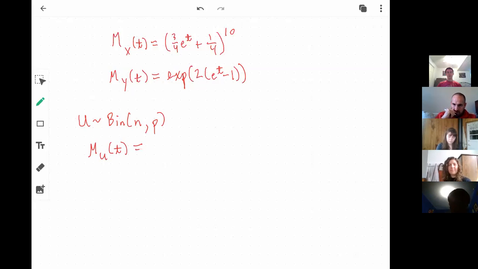Well, it would be the expectation of e to the t U, right? And this would be equal to the sum, x going from 0 to n, because remember, binomial means n trials, and I'm counting the number of successes. What is the probability of getting x successes in n trials with proportion of success p?